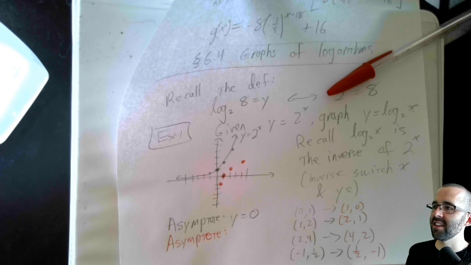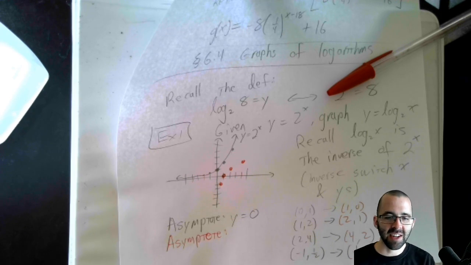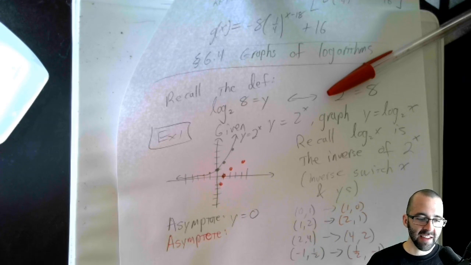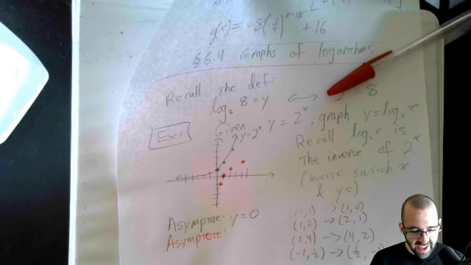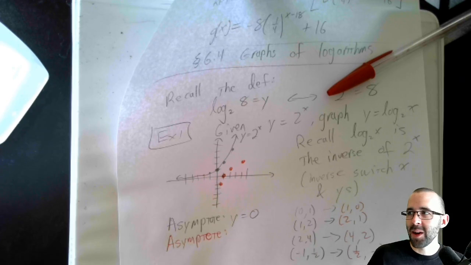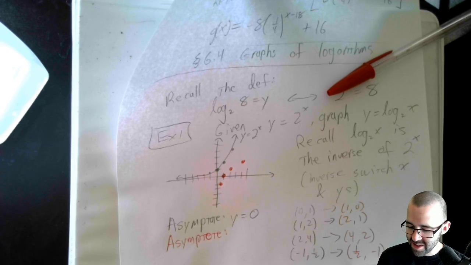Give me at least one guess before we move on, even if it's a terrible guess. Even if your guess is like a watermelon or something. That's not even an answer. How could an asymptote be a watermelon? But at least give me something.